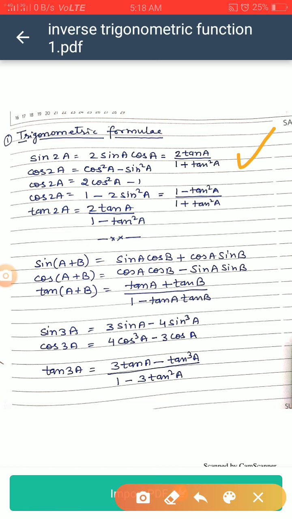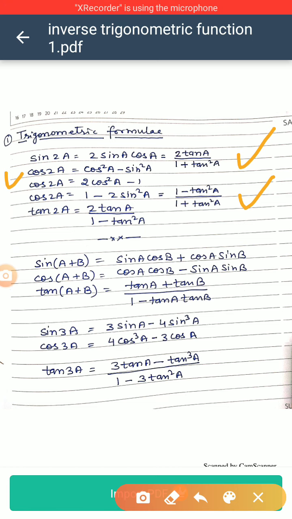Similarly, the second formula is for cos 2a, which we have already done. Cos 2a is equal to cos square a minus sine square a, and cos 2a is also equal to 2 cos square a minus 1. One more formula for cos 2a is 1 minus 2 sine square a, and cos 2a is also equal to 1 minus tan square a upon 1 plus tan square a.